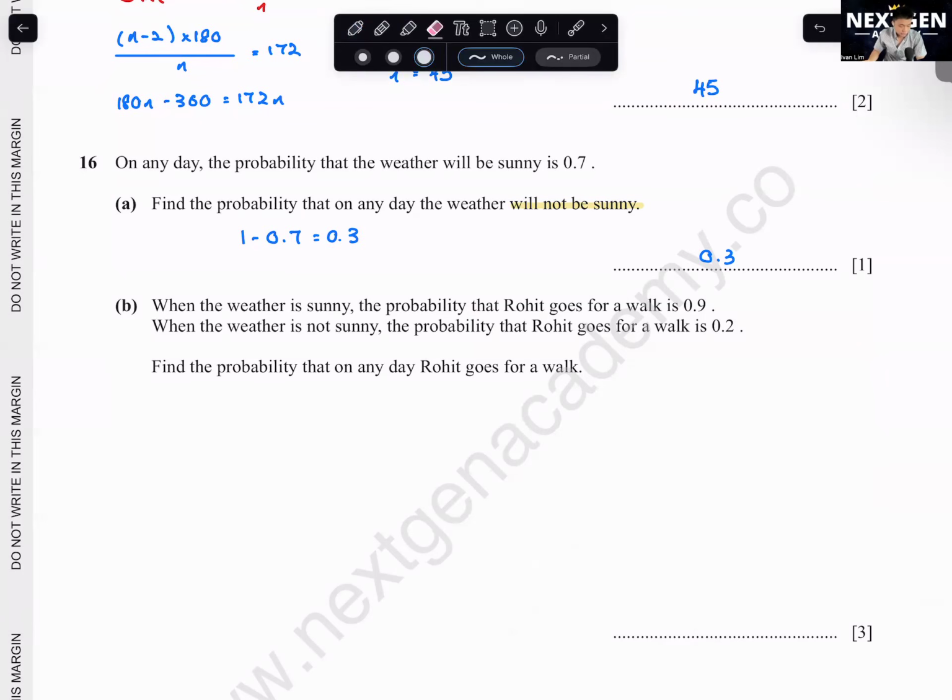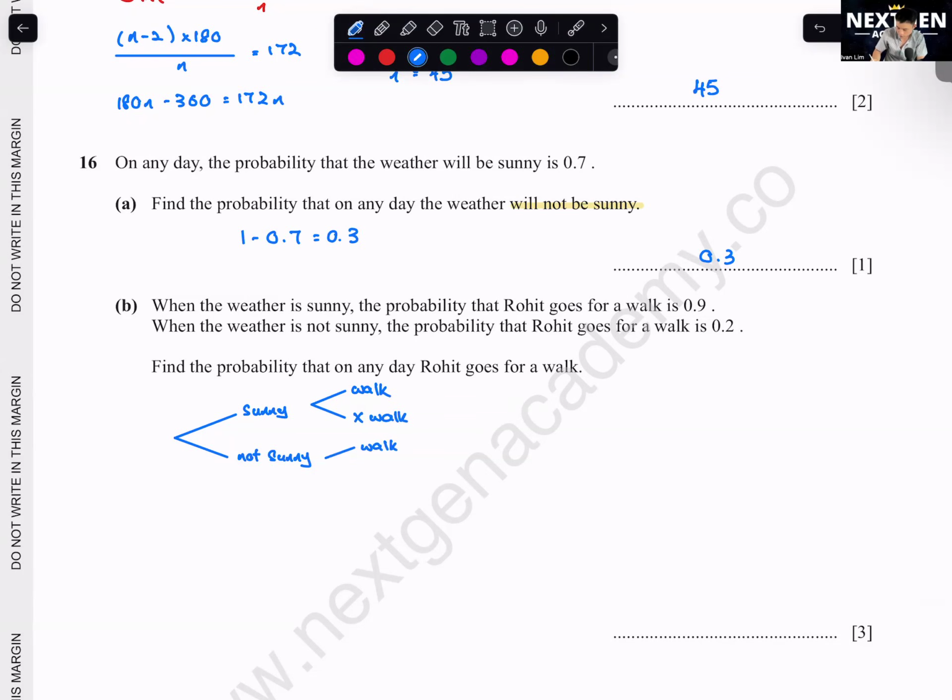All right, this one, you all can just list down, but to make it clear, you can always use a tree diagram. Okay, you all remember how to do the tree diagram? Can sketch it out like that. Okay, what's the first condition? Sunny and not sunny. So if it's sunny, then the next condition is he goes for a walk. So it's either walk or no walk.